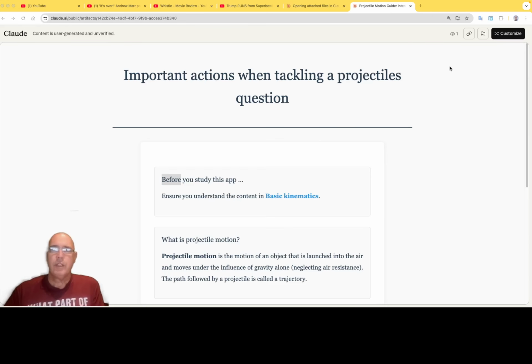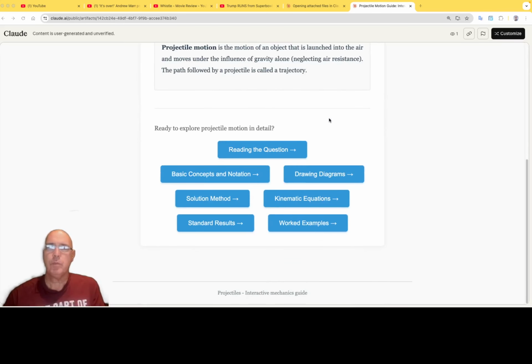The homepage of the app appears very similar to other apps that I've written using Claude AI, with an introductory page. And then at the bottom of the page are some buttons that when you click them will link to more information about the topic being presented and discussed within the app. Let's just click the first button, reading the question.